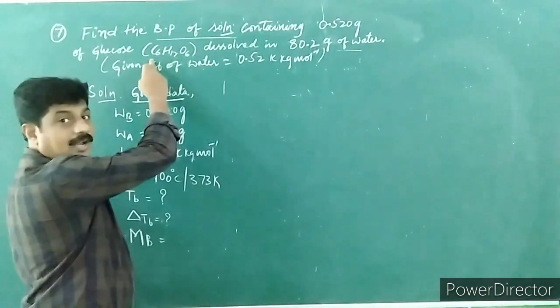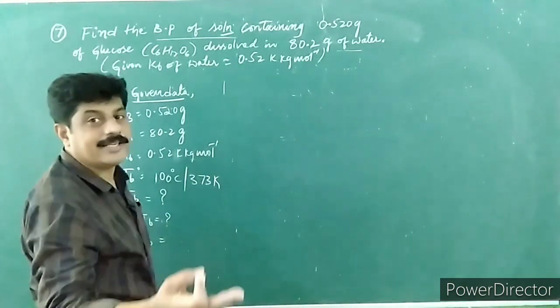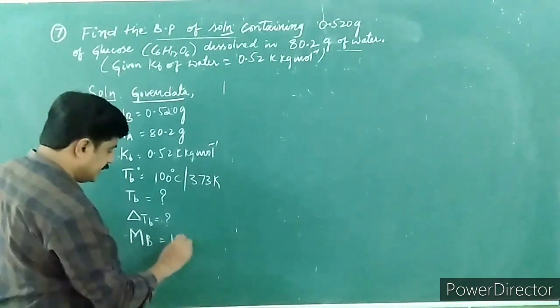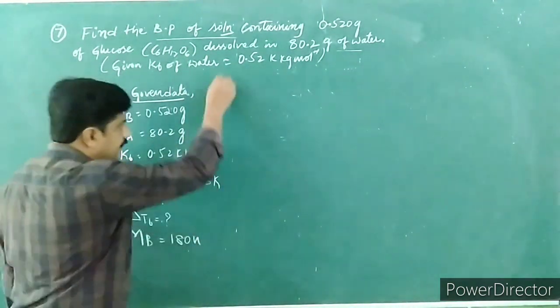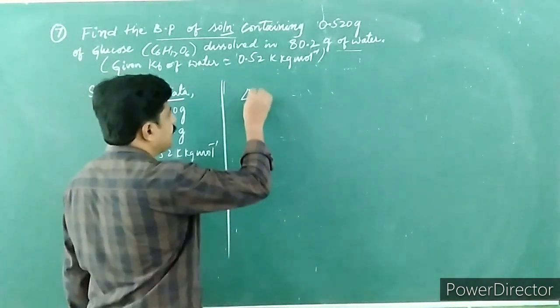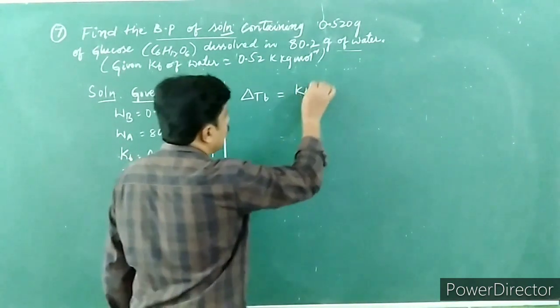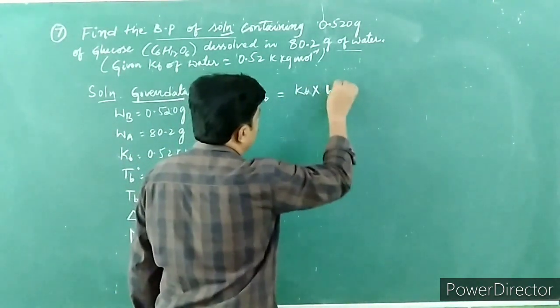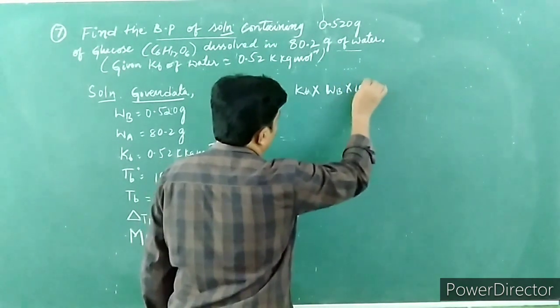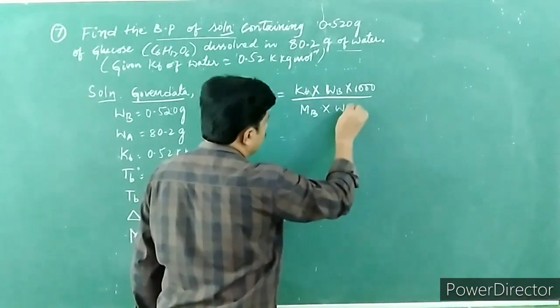You add the atomic mass of all the atoms of different elements present in that molecule, and you are going to get the molar mass. Look here, that is equal to 180 unified mass, otherwise called gram per mole. Now, let me go for the expression. Delta TB is equal to Kb into WB into 1000 upon MB into WA.